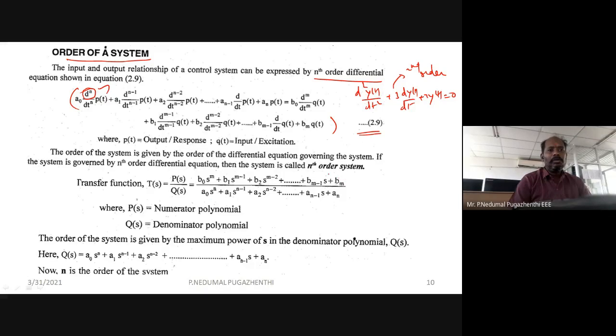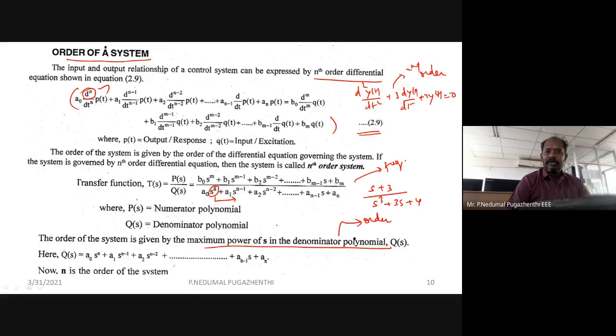Now, if it is a transfer function model, transfer function is a frequency domain representation. If we want to know the order of the system, you normally depend upon the denominator polynomial's highest order. The maximum power of s in the denominator polynomial determines your order. For example, s plus 3 divided by s cube plus 3s plus 4. What is the order of the system?